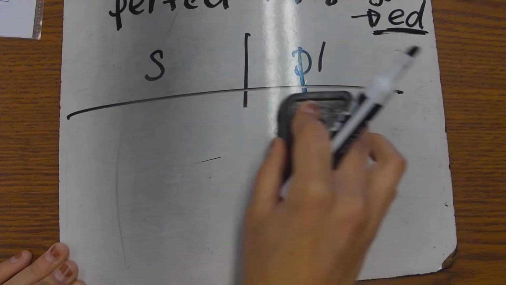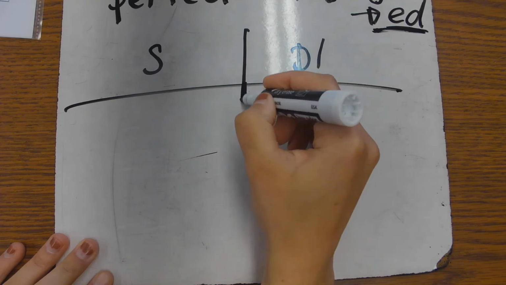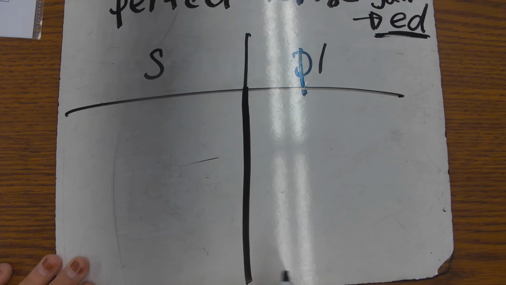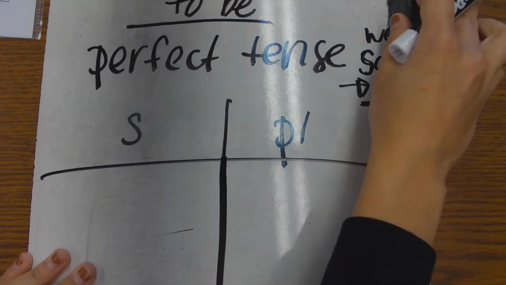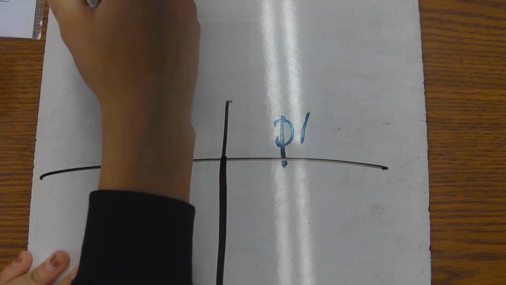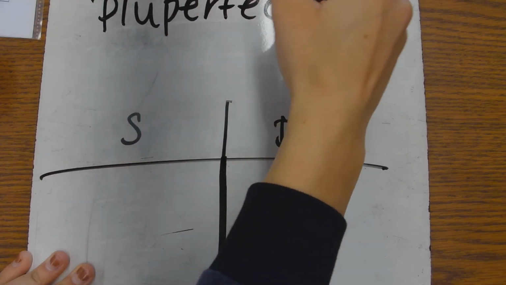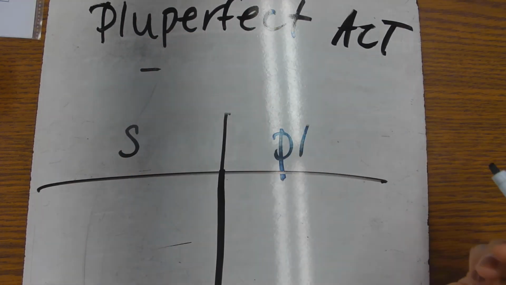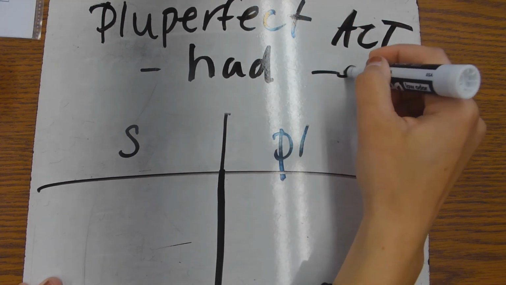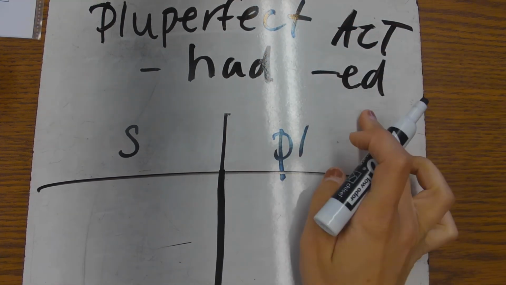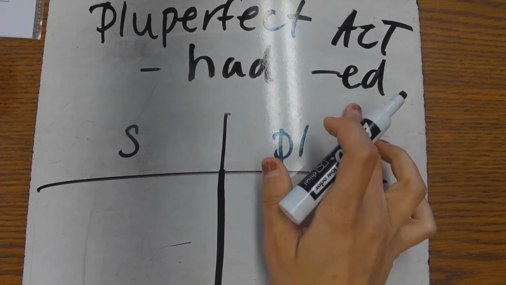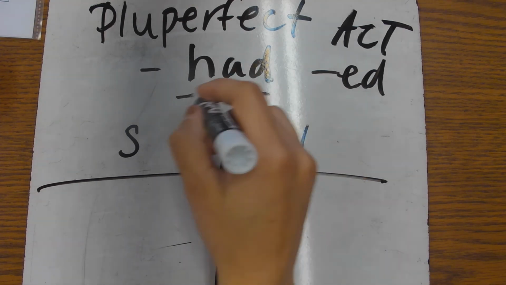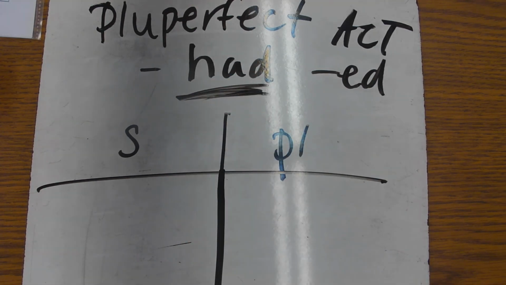So now let's do the endings for the pluperfect. So the pluperfect active, okay, this can be translated to had and then the verb in that perfect ending, the ed. So had walked, had talked, had sung, had gone, or had went. Okay, this is the signifier, this had.